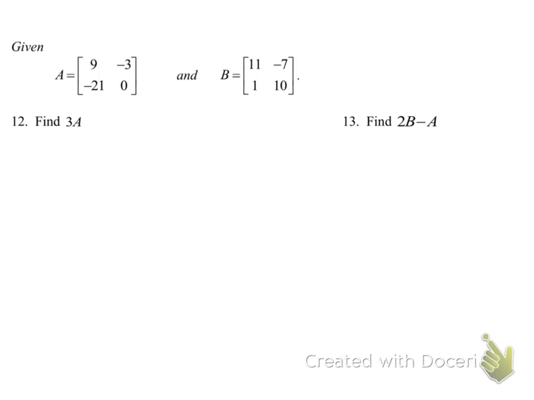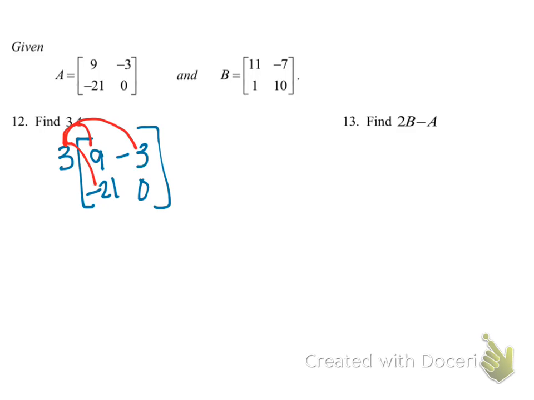All right, last one. If we want to do 3a, what do you think we're going to do? Well, I'm just going to rewrite this, but instead of a, I'm going to write what the actual matrix A is. All right, so 3 times matrix A is 9, -3, -21, 0. Anyone want to guess what we're supposed to do now? If you said we have to multiply 3 by all these entries in here, you would be correct. So 3 times 9 is 27. 3 times -3 is -9. 3 times -21 is -63. And 3 times 0 is 0.